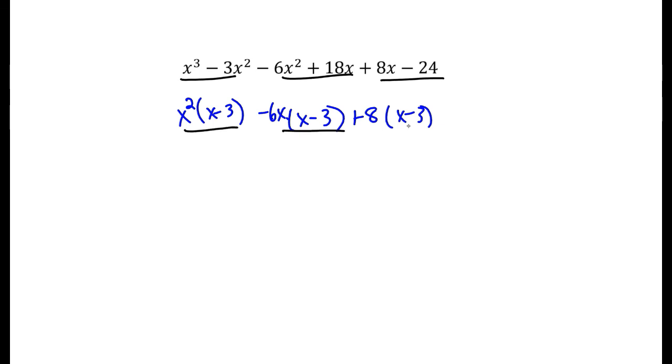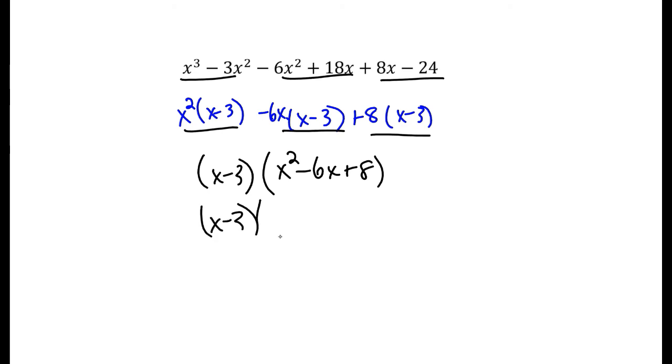So, what's my new GCF? What do all of these terms have in common? They all have an x minus 3. What am I left with? X squared minus 6x plus 8. After you factor out that x minus 3, you're left with that trinomial there, which is not factored completely yet because that trinomial is what multiplies to 8. That adds to negative 6, x minus 4, x minus 2.